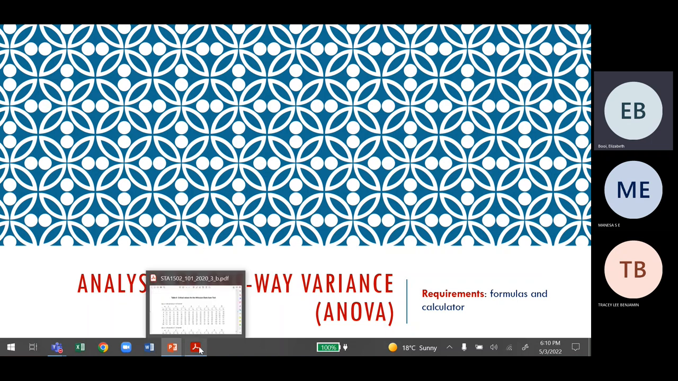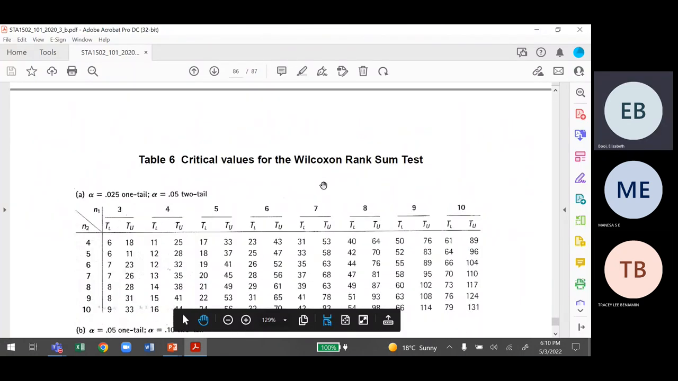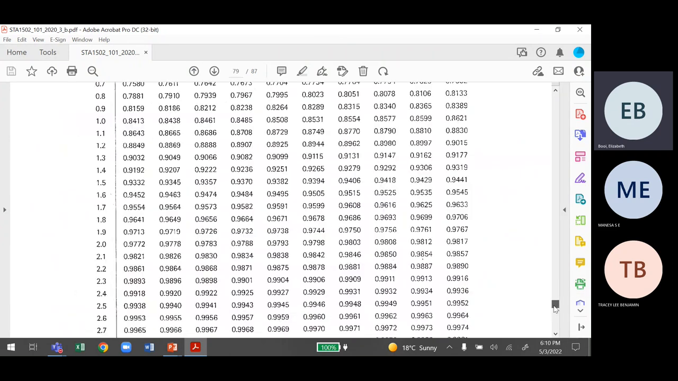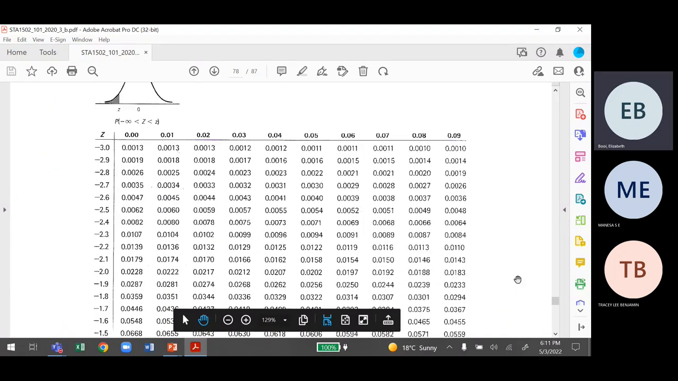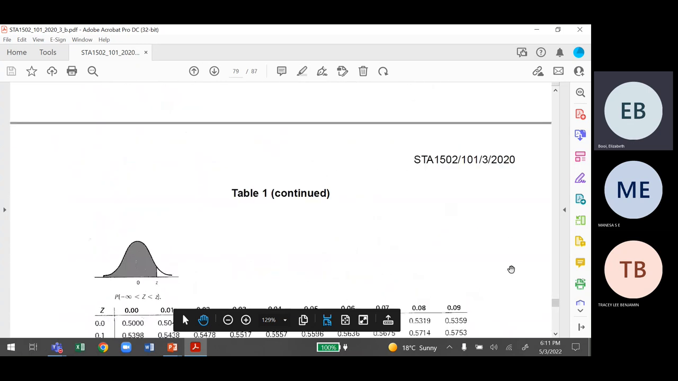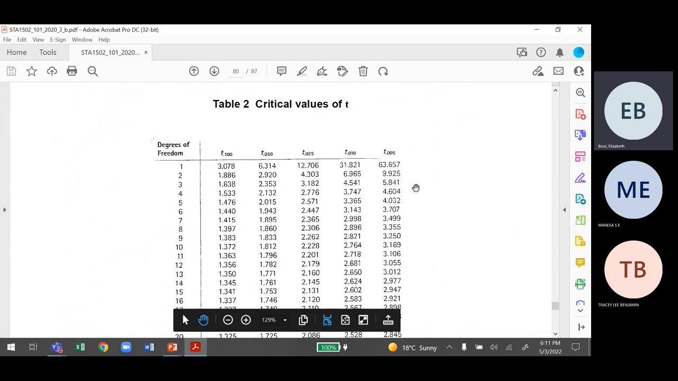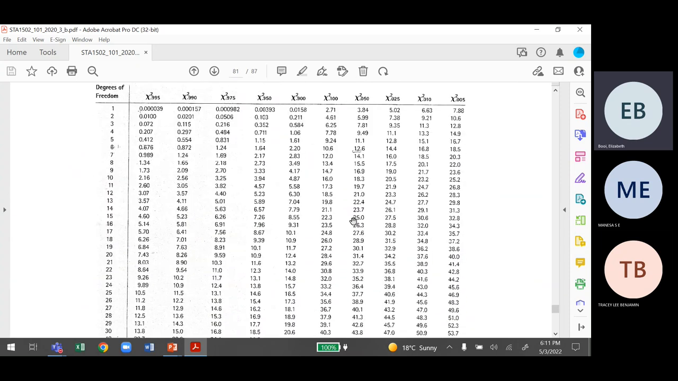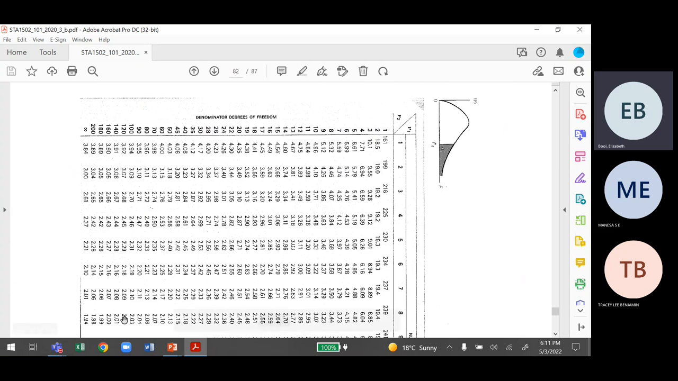And I'm not sure how your tutorial letters look this year. If you have a tutorial letter in a PDF format and they've put the tables, we will require those tables. So this one is from the 2020 tutorial letter 101. They did give some tables at the back. And today we're going to be using the F test, so we need to go and look for the critical values of F. That will be the table that we are using for today. I will explain it a little bit later.